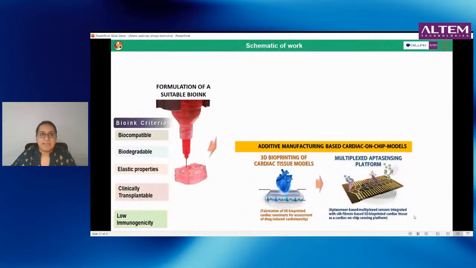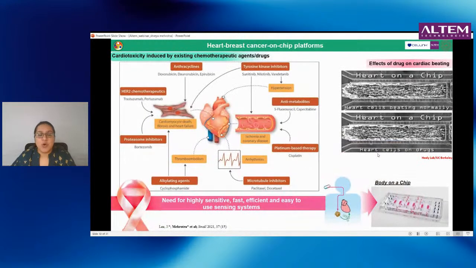So moving next, using this kind of suitable bioink, we are also trying to use the additive manufacturing method for developing on-chip models. We all know that a large number of chemotherapeutic drugs are available in the market, and most of these chemotherapeutic drugs are associated with some kind of cardiotoxicity or side effects on the heart tissue.